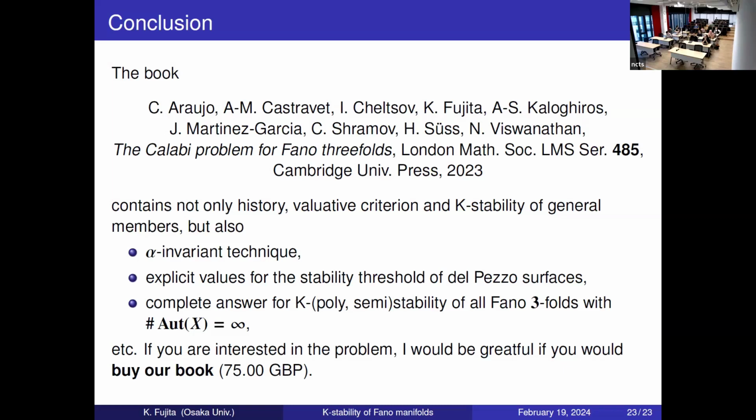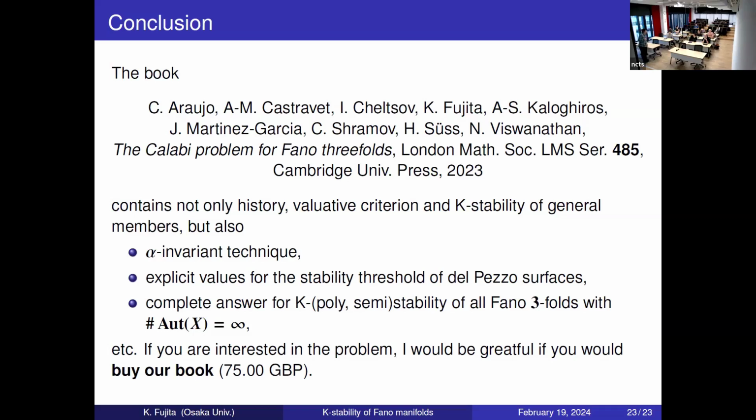Any questions? Exactly one general Fano threefold is K-semistable and not K-polystable. What is this Fano threefold?